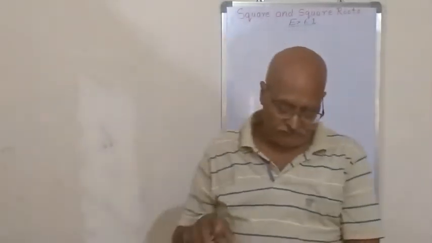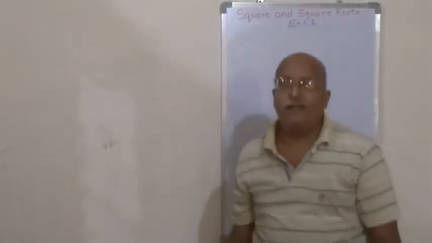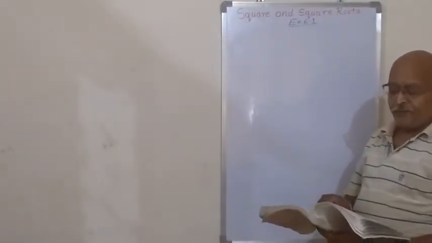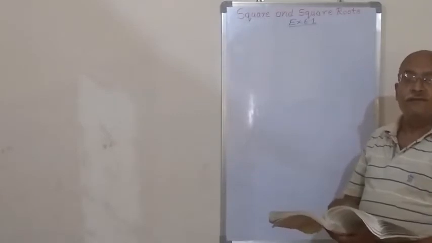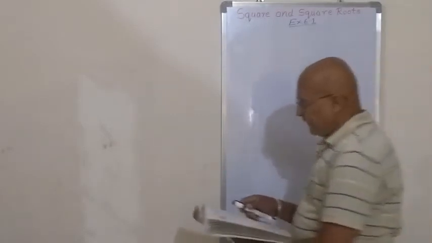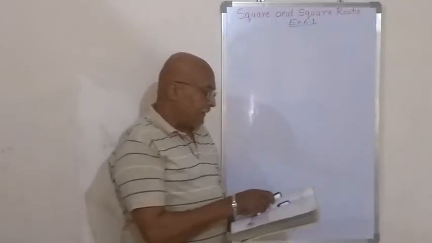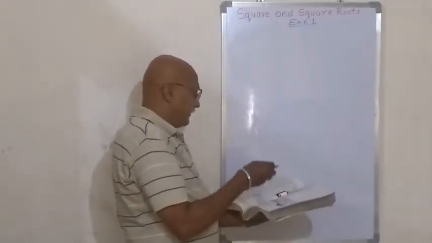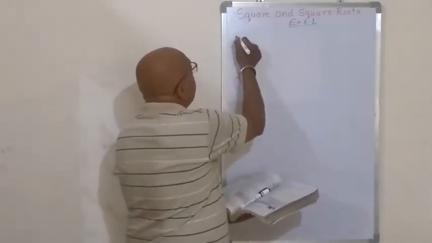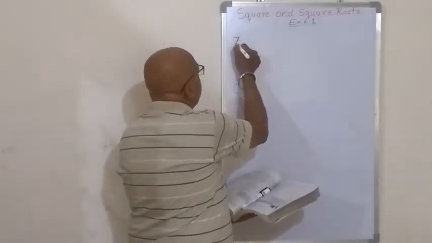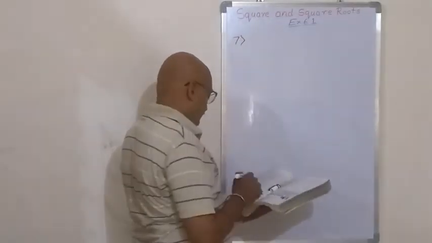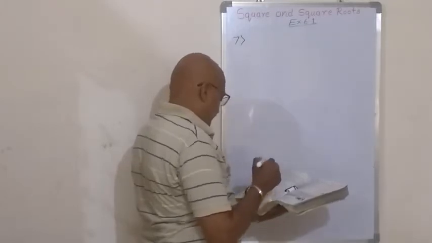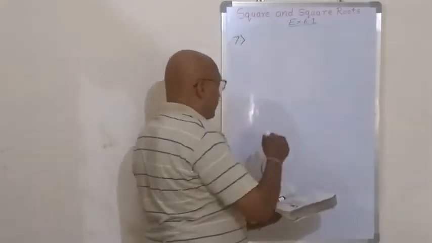Hello students. Today we are going to see the remaining part of exercise 6.1. We have seen up to the sixth one. Now I will start with the seventh one. The seventh one in exercise 6.1 is: without adding, find the sum. Now we have seen the series of odd numbers.